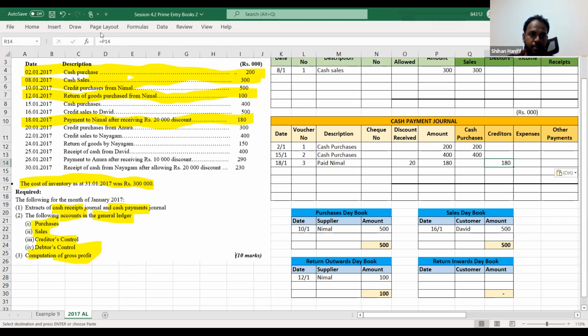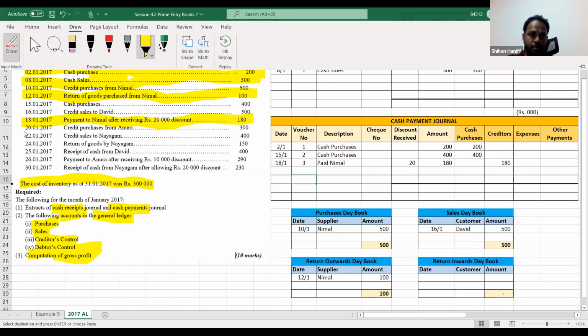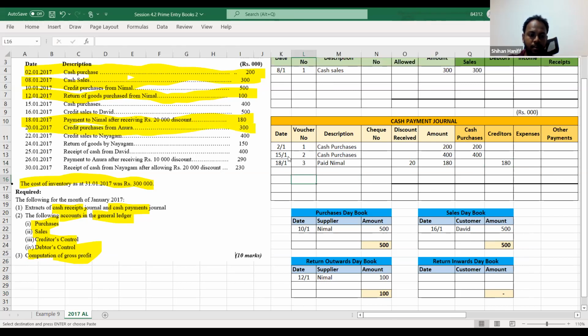Next, credit purchases from Anura. Credit purchases 300,000. Purchases day book. Sales to Nayagam. Sales day book 400.